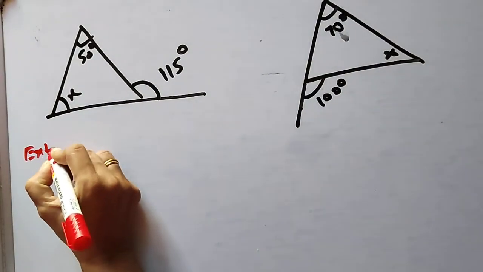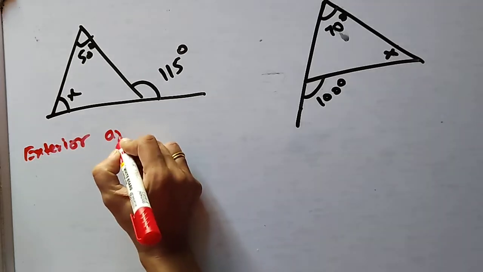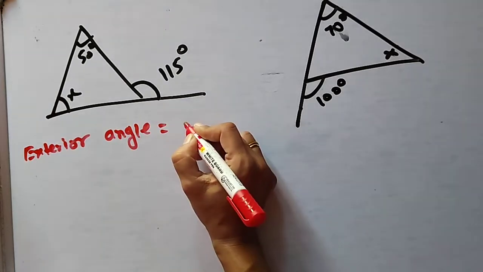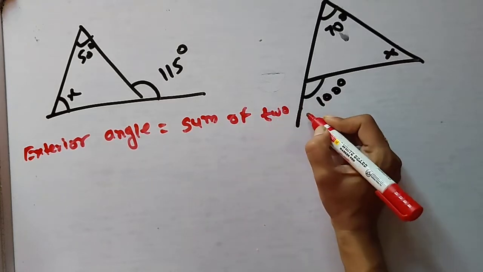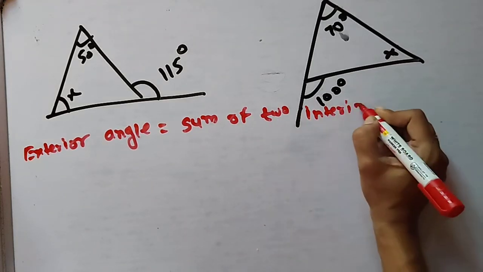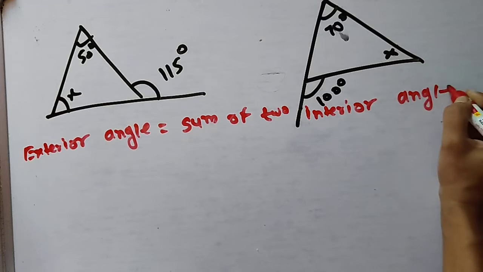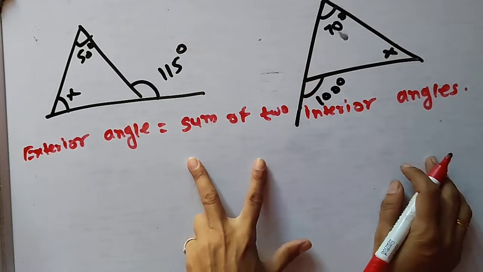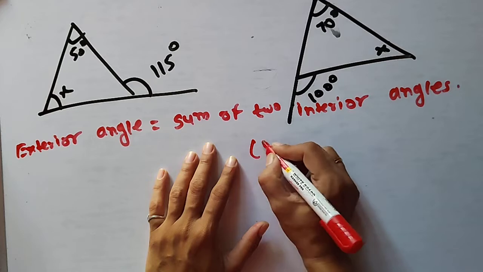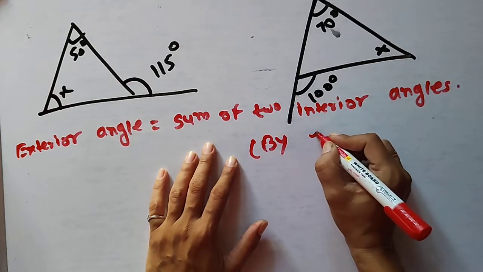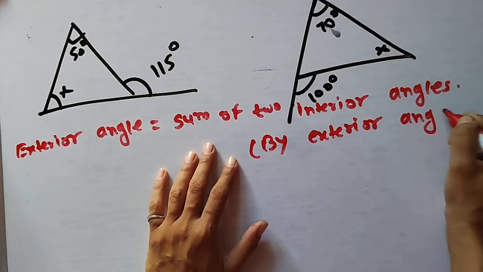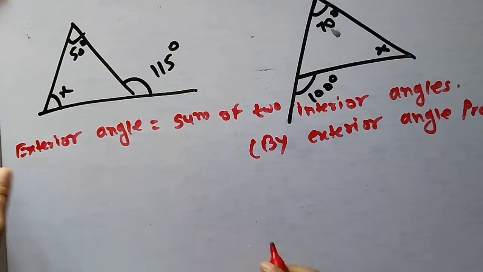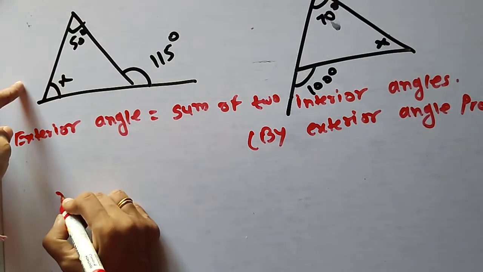First step again same. Exterior angle is equal to the sum of two interior angles. Okay, you have to write this first step in both the questions. Okay, I write it in common: by exterior angle property. This is your first step. Now you have to find the value of x.